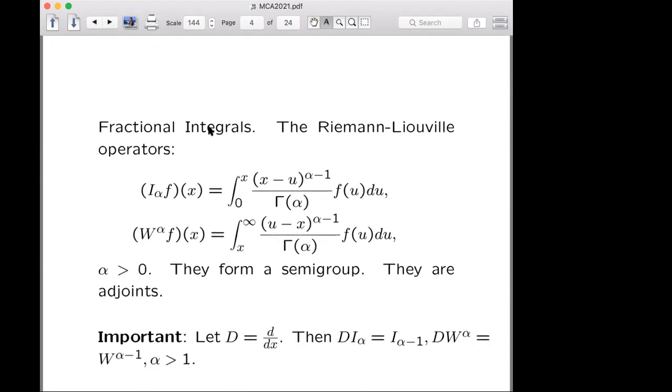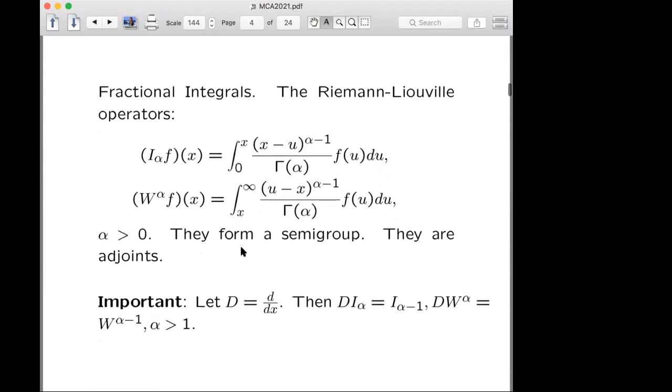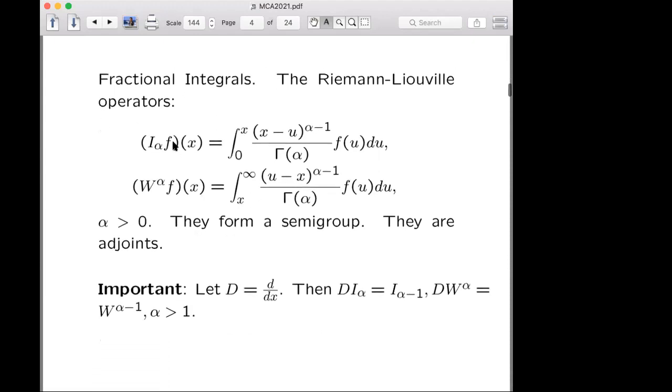Now what about fractional integrals? How do they come into this picture? Well, there are two types. One is called Riemann-Liouville and one is called Weyl fractional integrals. The Riemann-Liouville is this one, and the Weyl is this. Each of them forms a semigroup. This is how they're introduced in the first place. And they're adjoints to each other.